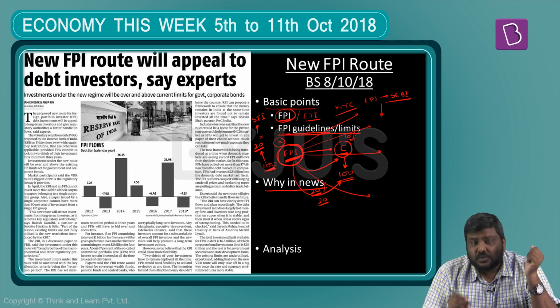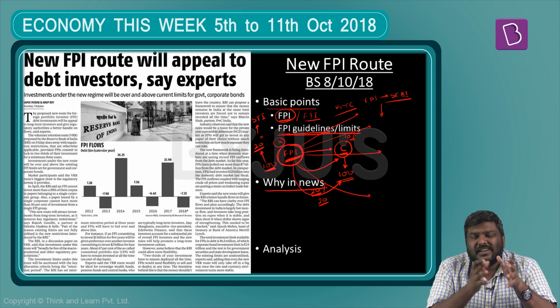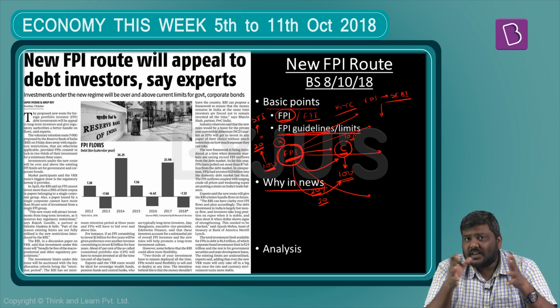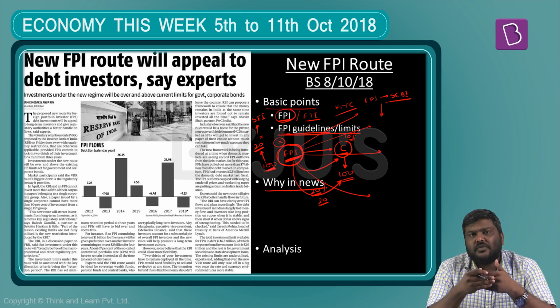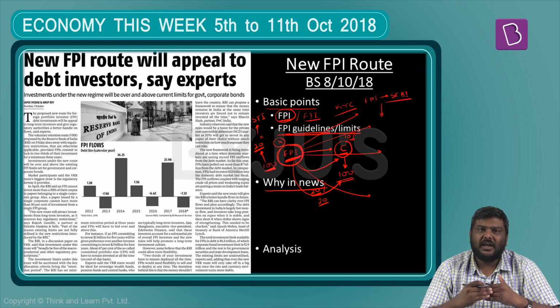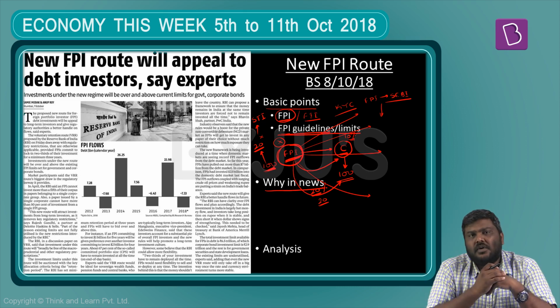Now, why is this particular issue in the newspaper? In recent times, it has been seen that because of various issues, the foreign portfolio investments, rather than coming into India, have seen a net outflow.